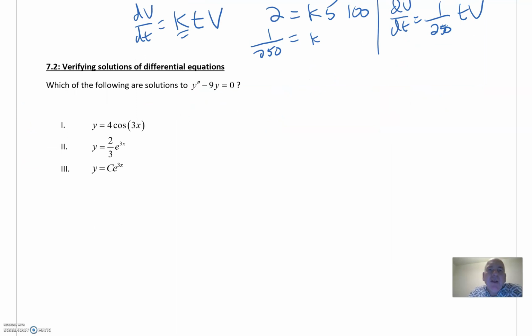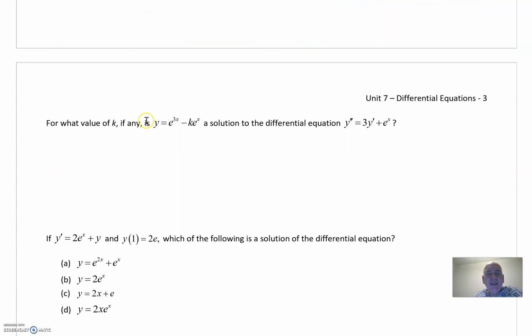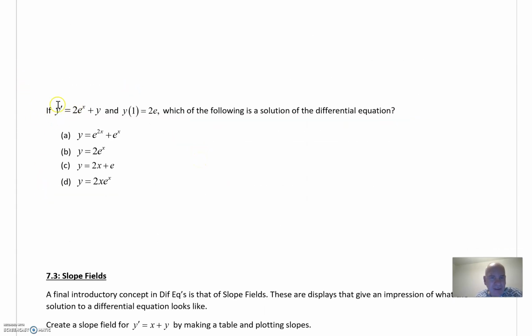Okay, so another thing that we mentioned earlier, but I'm giving you a couple of examples of it, is verifying solutions. Which of the following are solutions to this? You're going to have to go through each one of them and see if they're solutions. And then this one, when would this be a solution to this? I'm guessing we're going to have to verify the solution, and somehow we're going to figure out what k is. Interesting. And finally, it has y prime equals this, and y of 1 equals 2e, which is the following. Okay, these are just 3 problems for you to do.